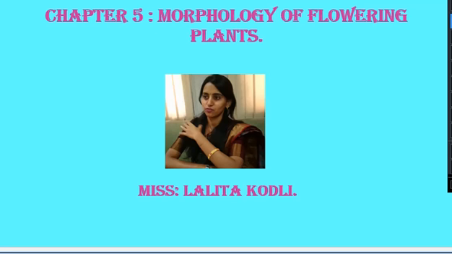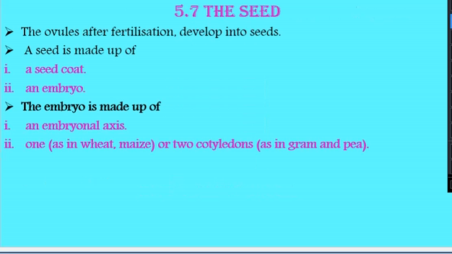In this video, let us continue with the seed. As I said in the previous video, the ovules develop into seeds only after fertilization, and a seed consists of a seed coat, that is the outer covering, and an embryo. This embryo is made up of an embryonal axis and one or two cotyledons.